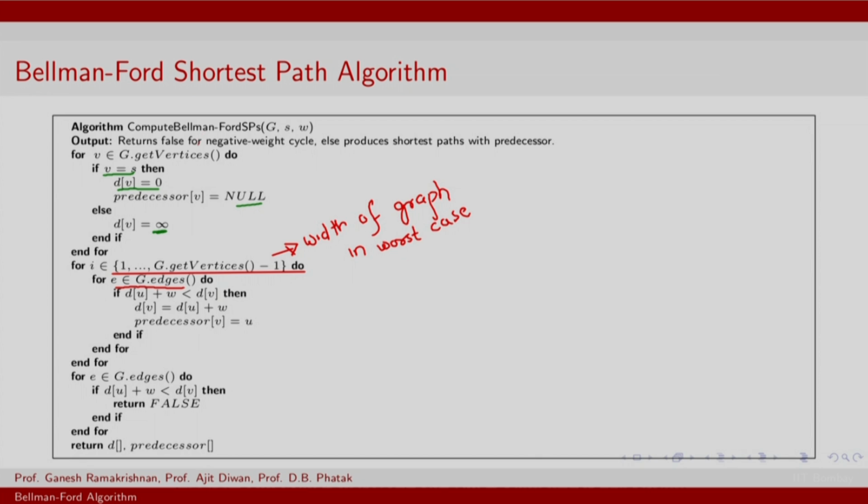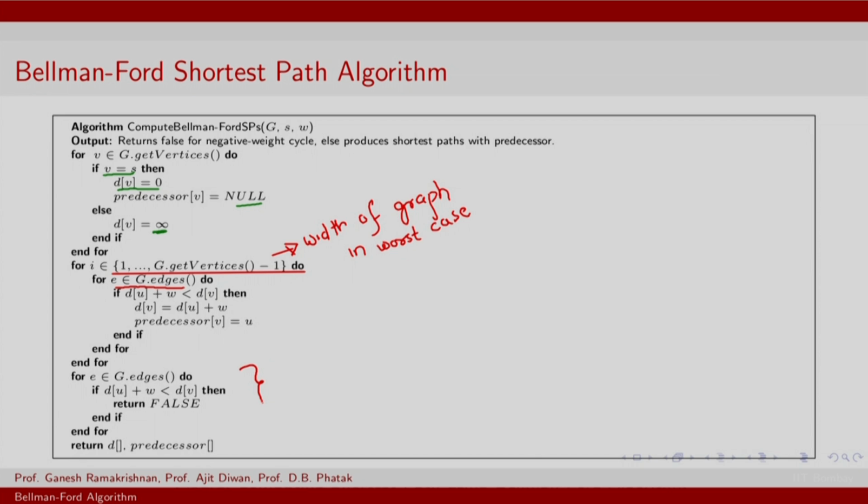And then it is a check that we already anticipated. If du plus w, where w is the weight of edge E, happens to be less than the existing shortest path distance to V, then you update the shortest path distance at V. You also update the predecessor of V to point to U. So this is already motivated and explained.